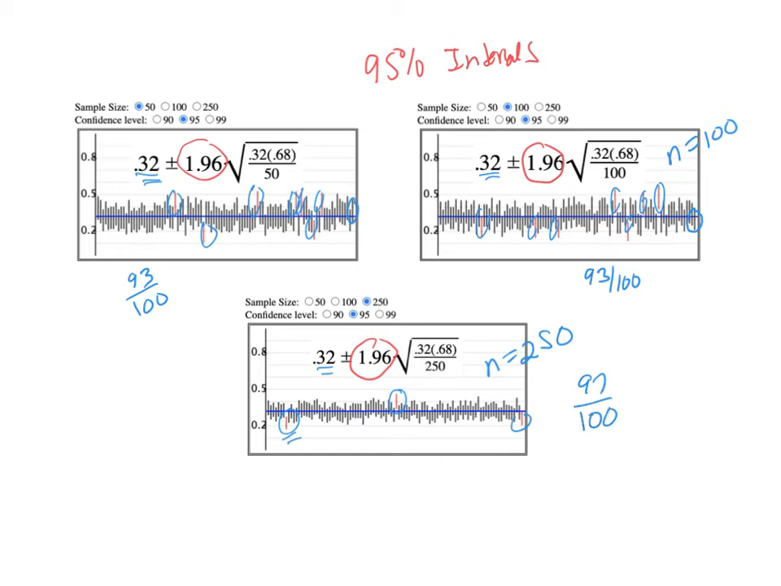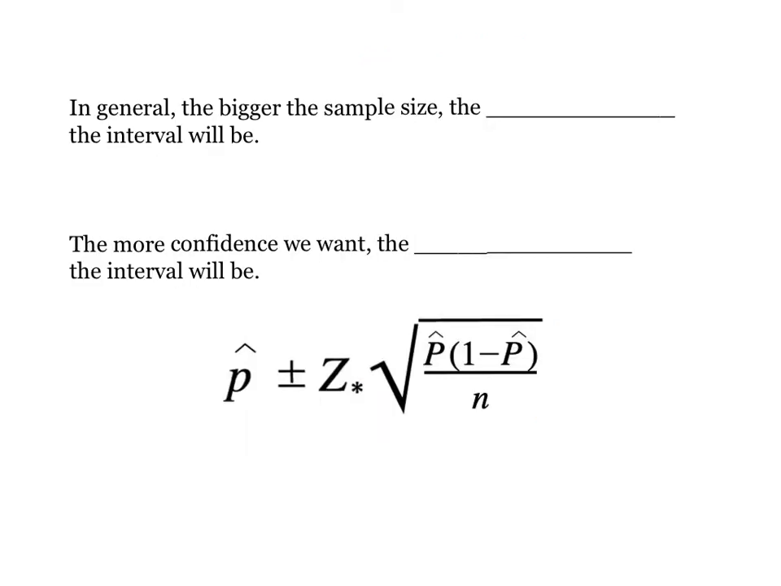Notice my intervals are very small, so I can really pinpoint where the percentage of blue marbles is located. So that's another thing we can do to control this, which is take a bigger and bigger sample size. The bigger the sample size I take, the more accurate my results are going to be, and the smaller my interval is going to be. So 95% confidence with a decent sample size gives you a really good confidence interval. In general, the bigger the sample size, the smaller the interval will be. You could say the more accurate it will be.